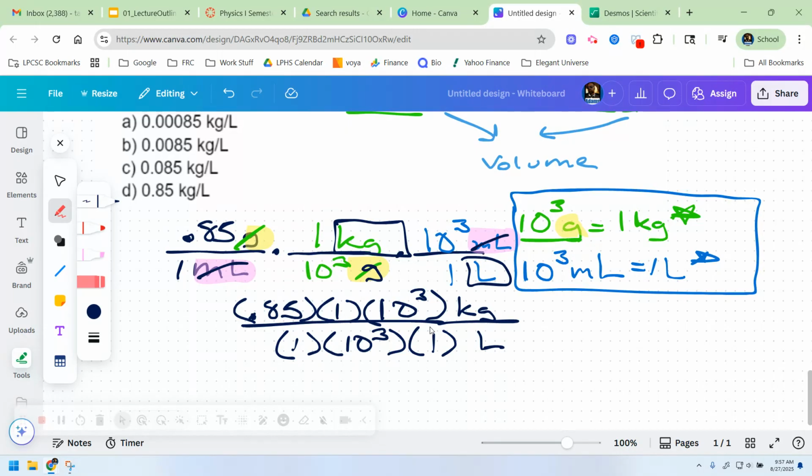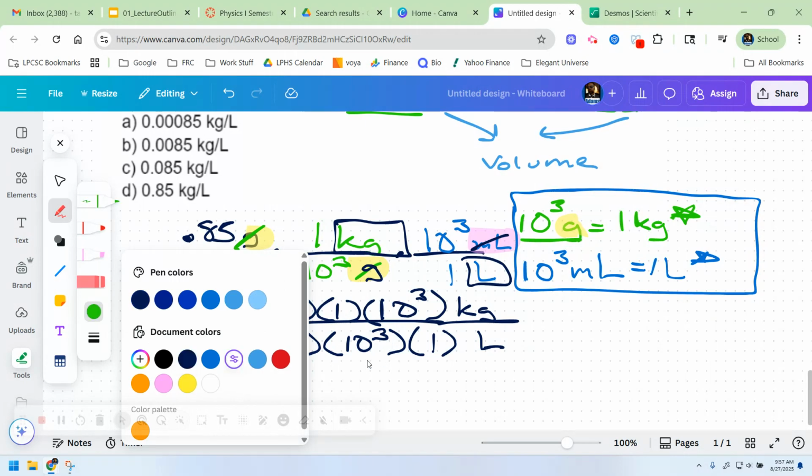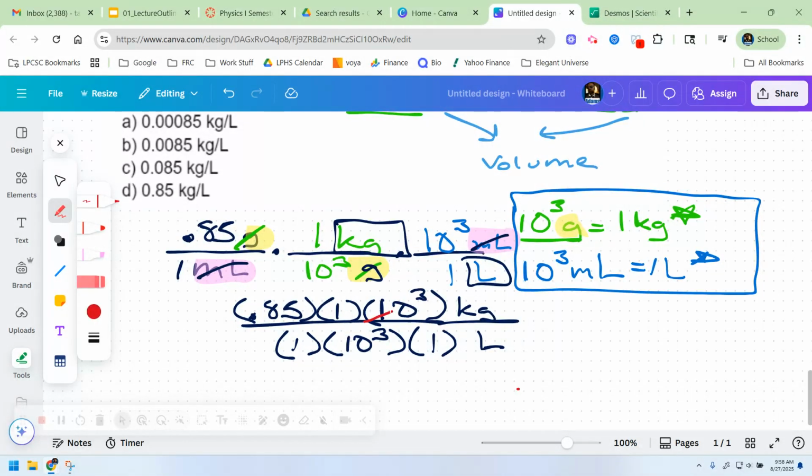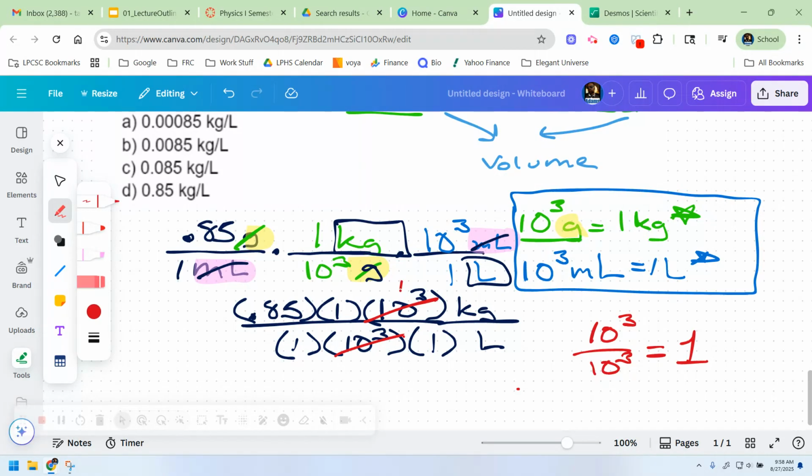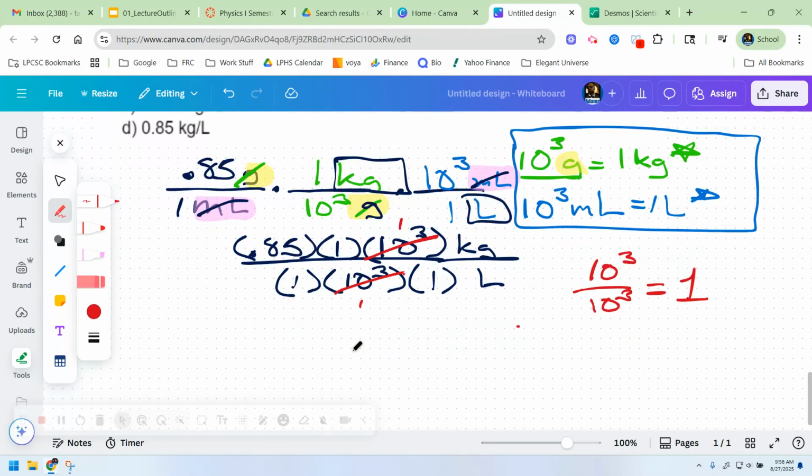Now you could plug this in Desmos and get an answer if you want to. But what's 10 to the third divided by 10 to the third, if you were wondering? It's just 1, isn't it? Those cancel out. They reduce down to 1. So this will be 1 over 1. If you do the math, 0.85 times 1 is just 0.85 kilograms. And this is 1 times 1 times 1, so that would be 1 on the bottom, kilograms per liter.